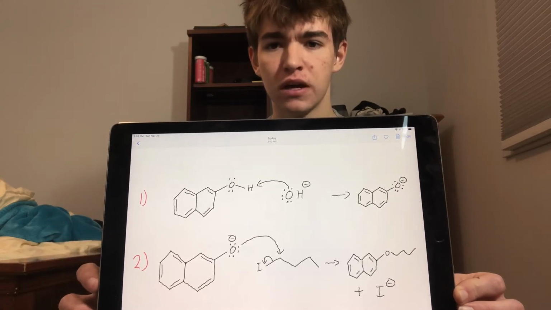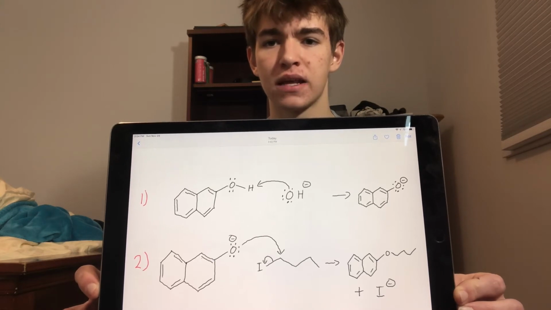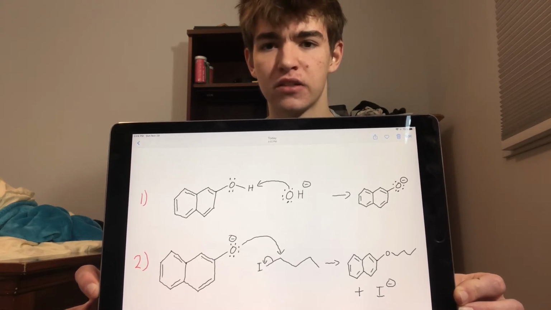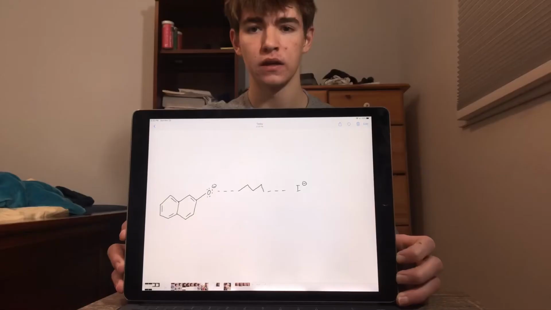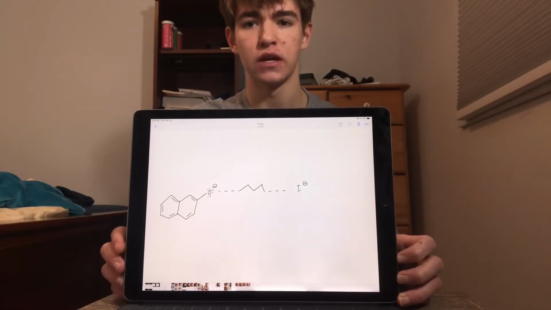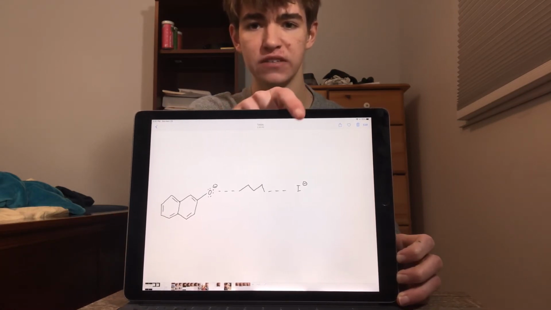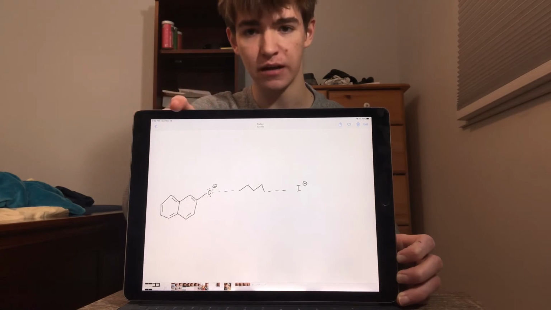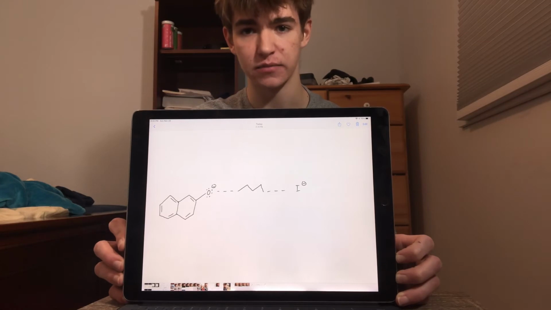Now in step 2, the nucleophile 2-naphthol attacks the substrate, 1-iodobutane. Since this is an SN2 mechanism, the leaving group iodine leaves at the same time that the nucleophile attacks the substrate, which in turn produces the product 2-butoxynaphthalene and the leaving group iodine. Here's the transition state for the mechanism, which illustrates the characteristic of the SN2 mechanism, where the loss of the leaving group occurs at the same time as the nucleophilic attack.